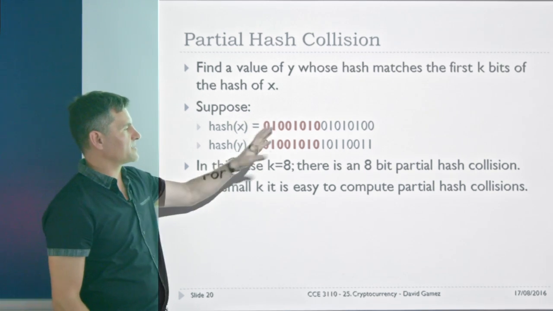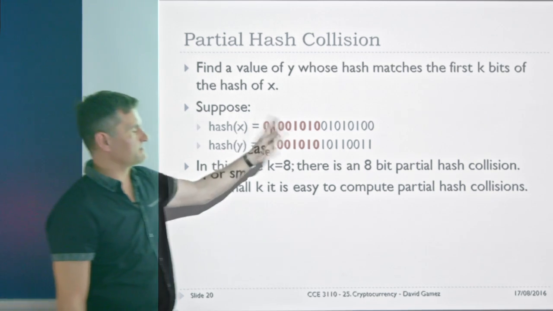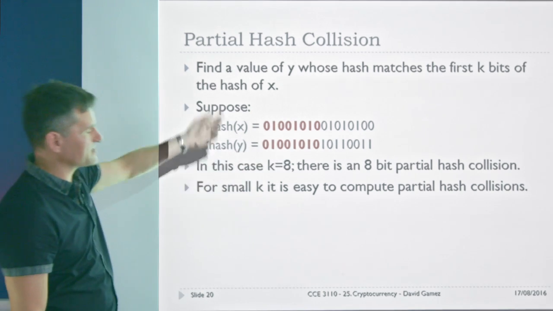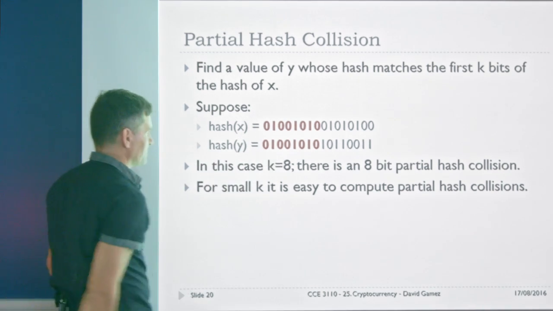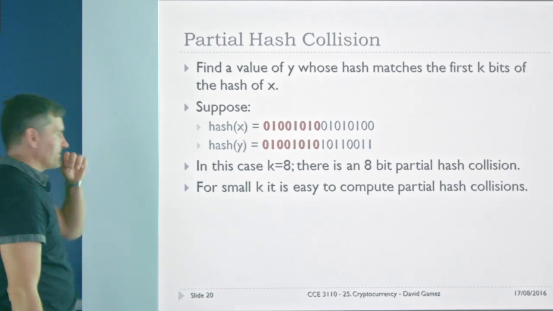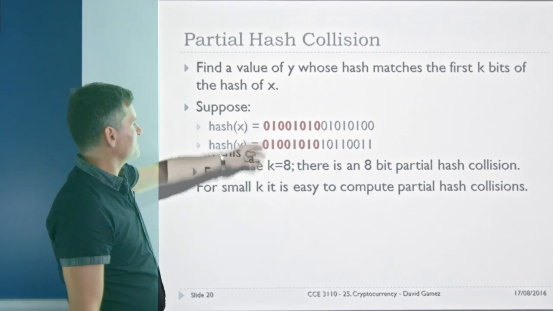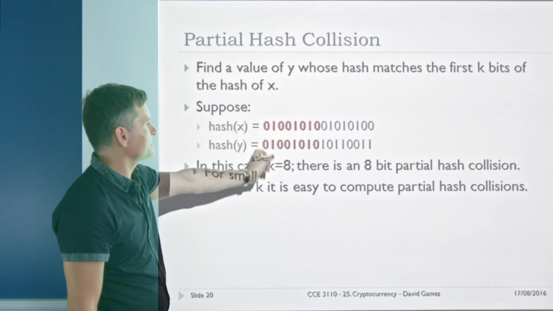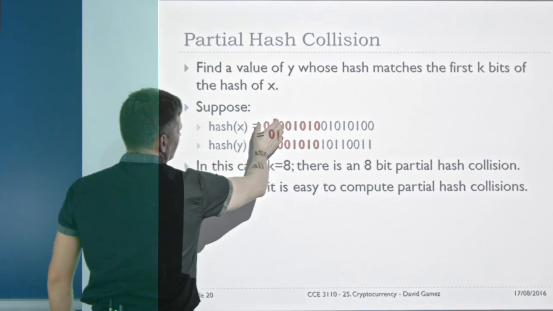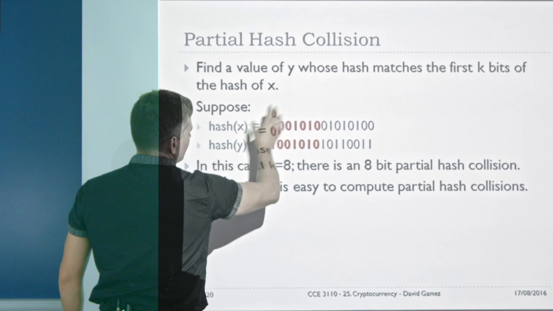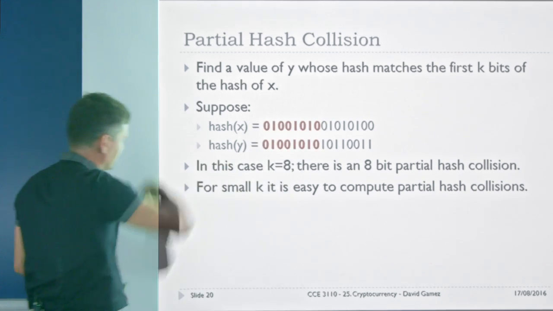It's not a problem for the cryptographic hash function, but it's a feature, and I'm going to discuss it in relationship to Bitcoin. So there's an 8-bit partial hash collision here. For small k, it's easy to find small overlaps in the hashes of particular strings. It's very hard to find, and it gets increasingly hard to find, increasingly longer matches between two hashes.